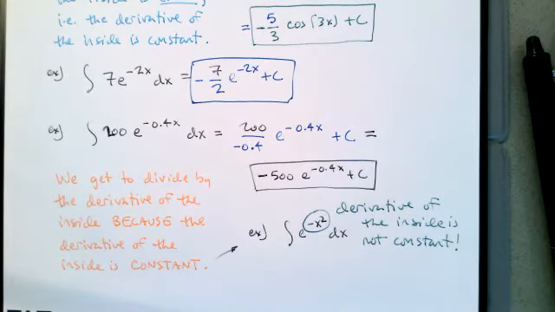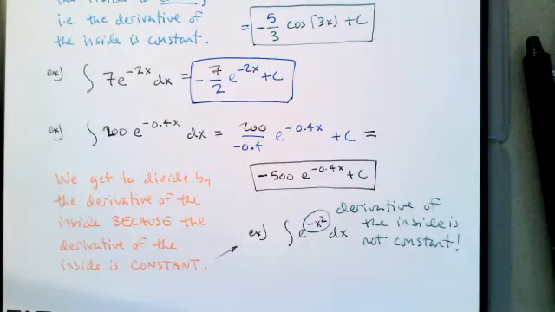So the derivative of the inside is not constant, so we don't get to just divide. Question? Yeah, sorry. We can divide by the derivative of the inside because the derivative of the inside is constant in the example of negative 0.4x, but not x squared because there's no constant in front of it. No, because the derivative of the inside is negative 2x, not just negative 0.4.